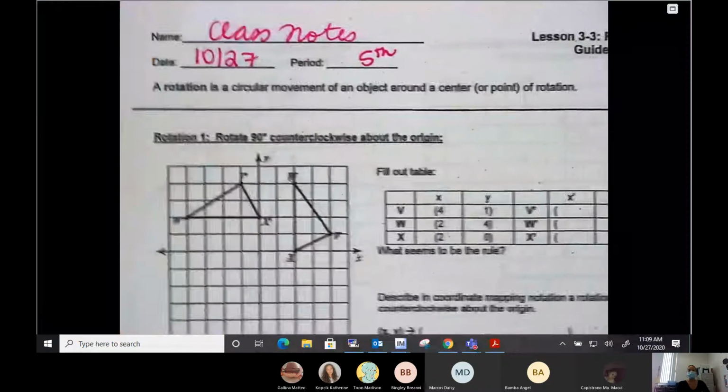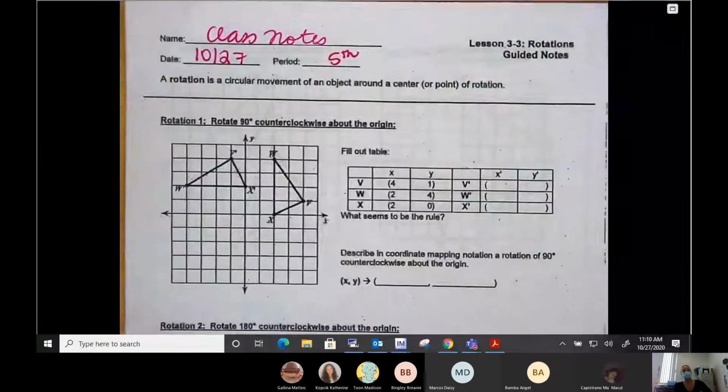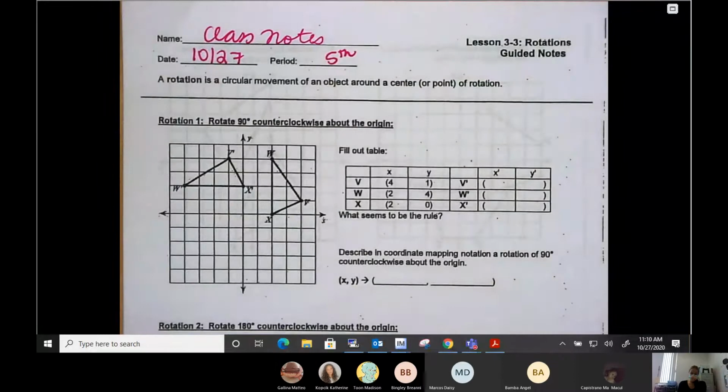All right, so we're going to get started with our notes here. So go ahead and put your name and today's date. It is the 27th. And we're going to work our way through each of these different types of rotations. If you have been with me already, we have talked about reflections, so taking a picture and flipping it. We have also talked about translations, so taking a picture and sliding it along. Now we're going to talk about rotations, taking a picture and just turning it on a graph.